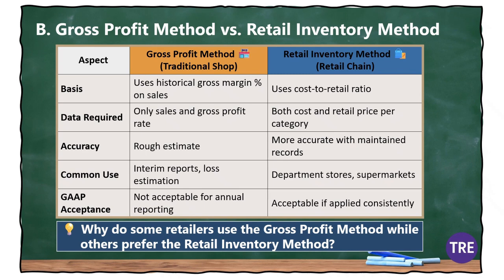So why do some retailers choose one method over the other? Smaller shops need speed and simplicity, while big retail chains rely on precision and consistency for financial reporting. In short, gross profit is quick, retail inventory is accurate.